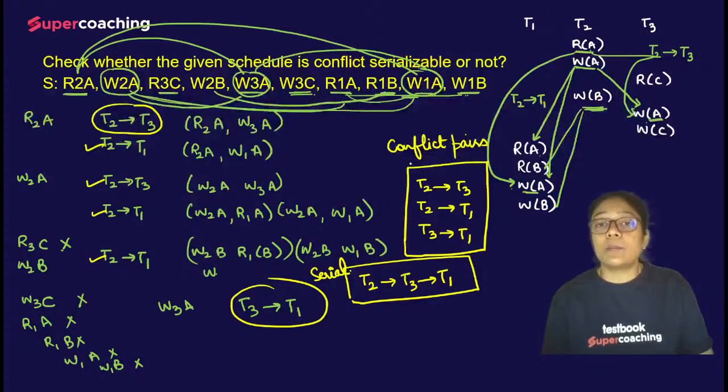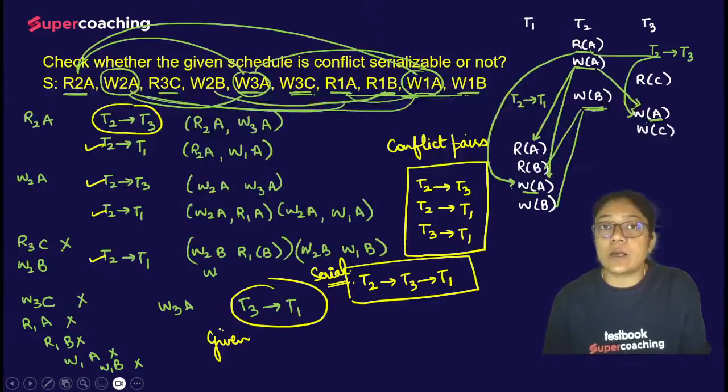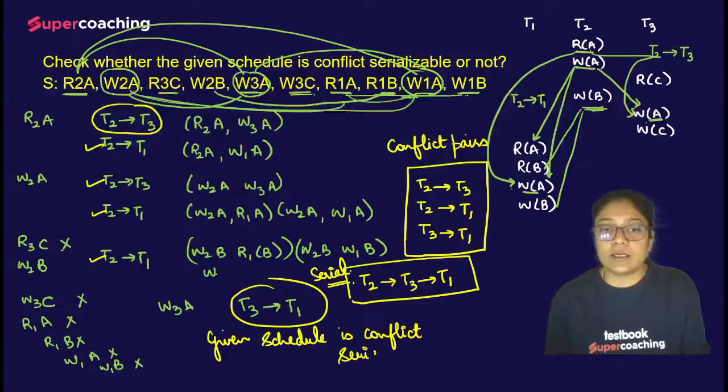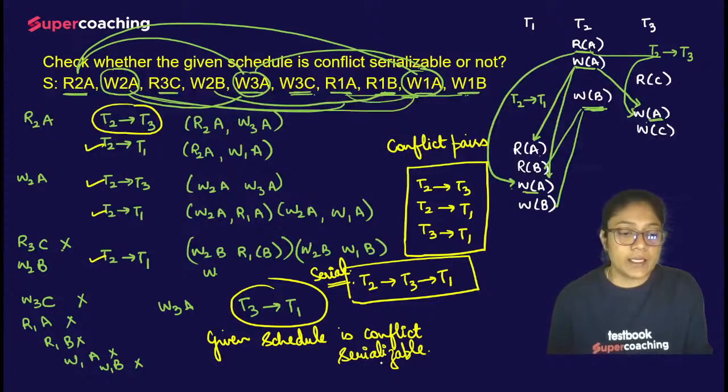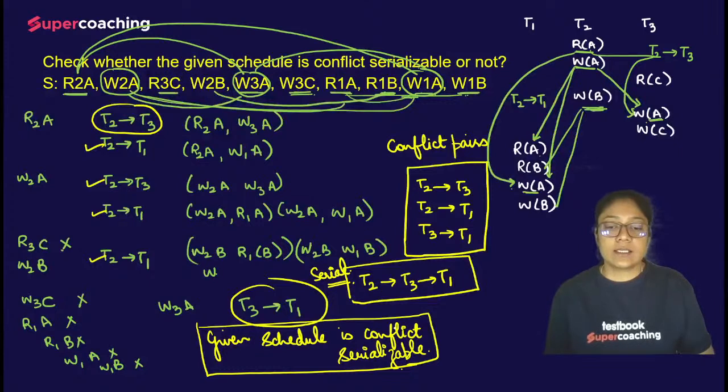So since on the basis of the conflict pairs, we are able to get a serial order, we can say that the given schedule is conflict serializable. When you have an equivalent serial order, it is serializable. So the given schedule is conflict serializable. Make sense? Is this clear?